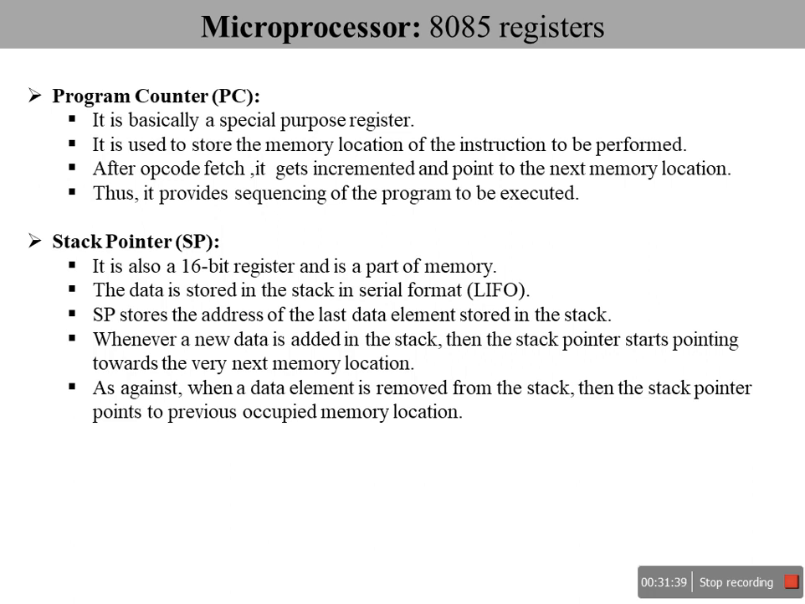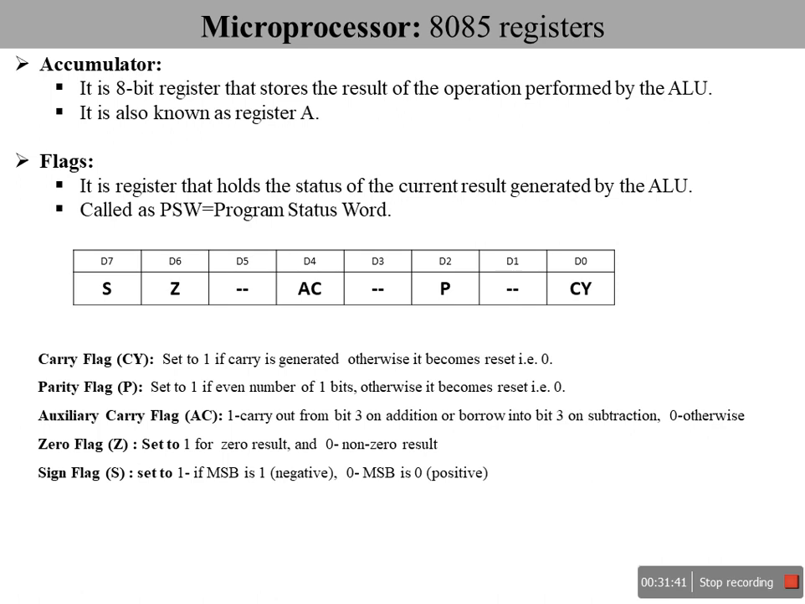Coming to another important register, the accumulator. It is an 8-bit register that stores the result of the operation performed by the ALU. The accumulator of the 8085 works closely with the ALU, the arithmetic and logic unit. This is also called register A. It's a very important register. Next, another very important register is the flag register.